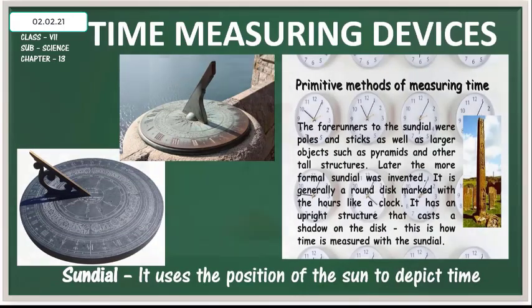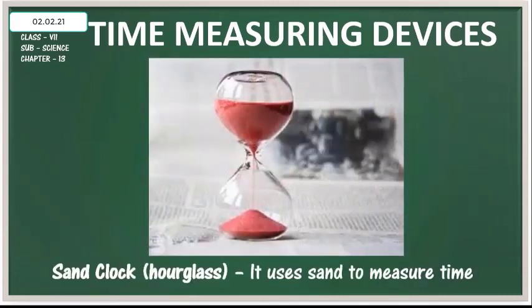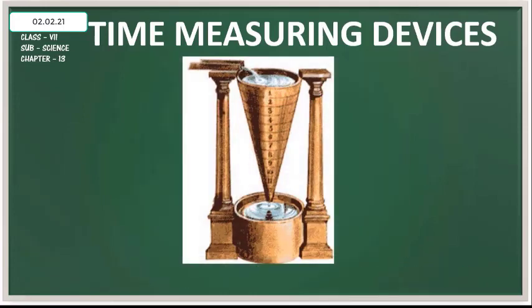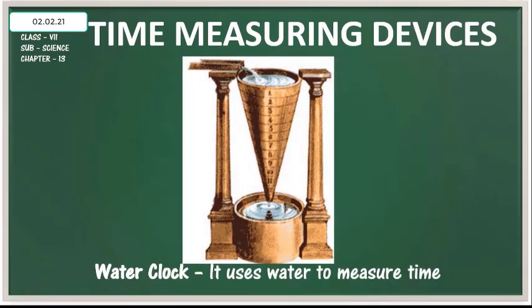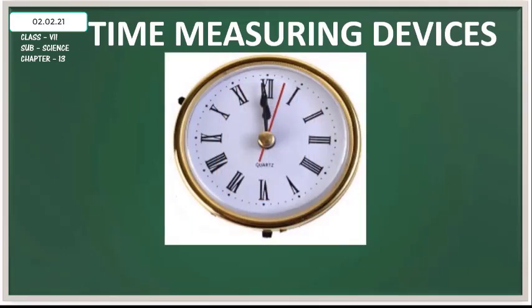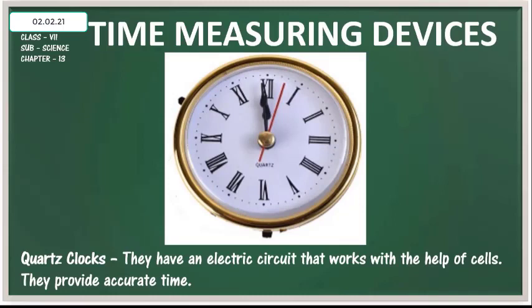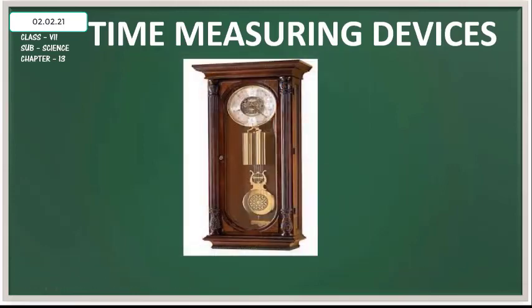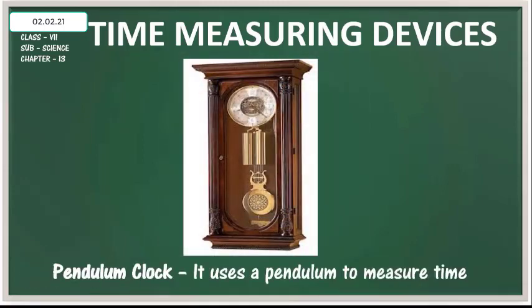Another example, the sand clock, also known as the hourglass. It uses sand to measure time. Water clock: it uses water to measure time. Quartz clocks: they have an electric circuit that works with the help of cells. They provide accurate time. Pendulum clock: it uses a pendulum to measure time.